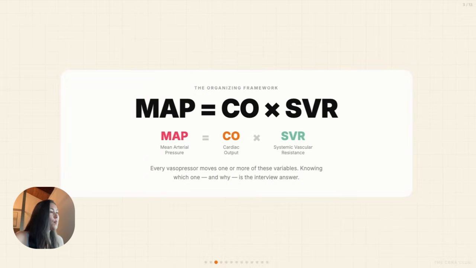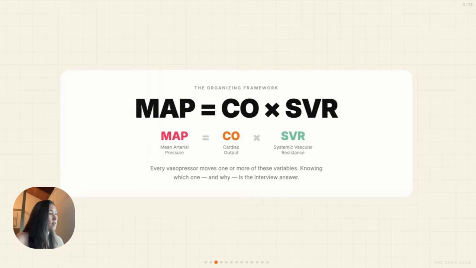All right, so before we touch a single drug, let's refresh ourselves on the equation. I know you know this, but just to refresh, MAP equals cardiac output times systemic vascular resistance. Every vasopressor and inotrope works by moving one or more parts of this equation. Some primarily raise the cardiac output, some do both, and the ratio shifts depending on the dose. And if you can look at any drug that you're giving and immediately say which variable it moves, you've already answered most of what an interviewer will ask.